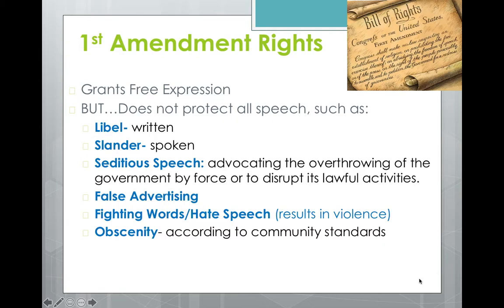The First Amendment grants free expression, but does not protect all speech, such as libel, which is written, slander, which is spoken, seditious speech, advocating the overthrowing of the government by force or to disrupt its lawful activities, false advertisement, fighting words, and hate speech resulting in violence. That's the key. If it doesn't result in violence, it can't be considered as fighting words or necessarily hate speech. Obscenity, according to the community standards.